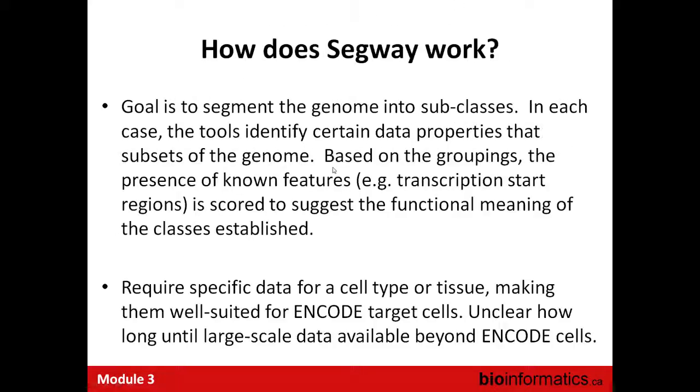Segway takes data from things like ChIP-seq and DNase-seq and uses them to segment the genome into subclasses, right? So you can take observations about the epigenetic state of particular parts of the genome, and you can use those to say this region appears to be regulatory, this looks like a distal enhancer region, this looks like a transcription start site, and so on and so forth. This can be very useful as an additional way of determining where transcriptional regulatory activity is real.